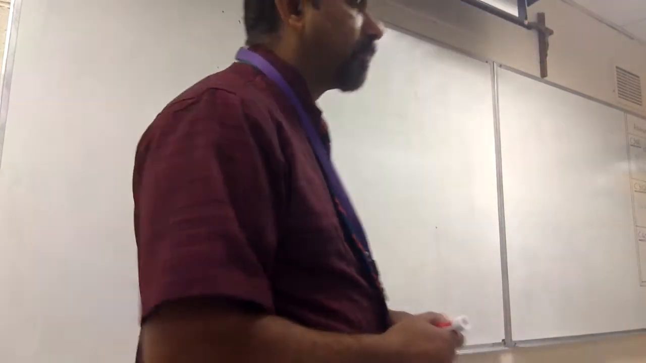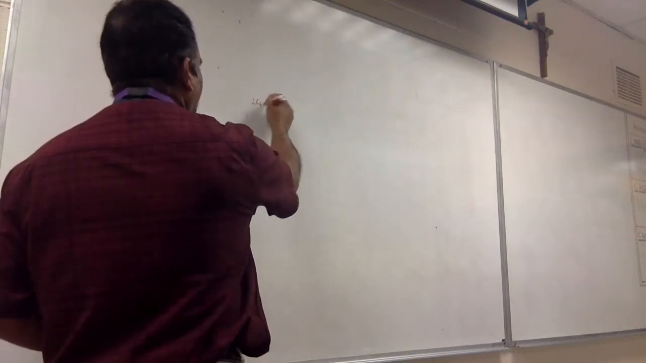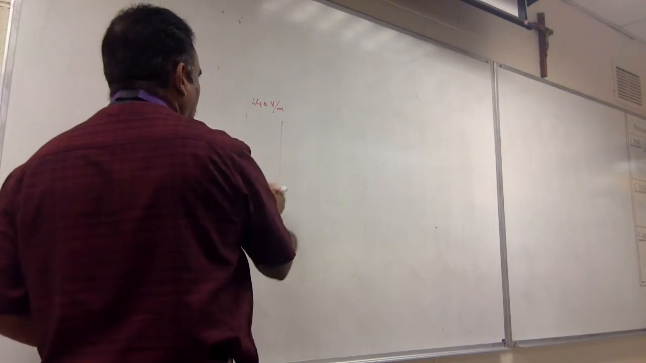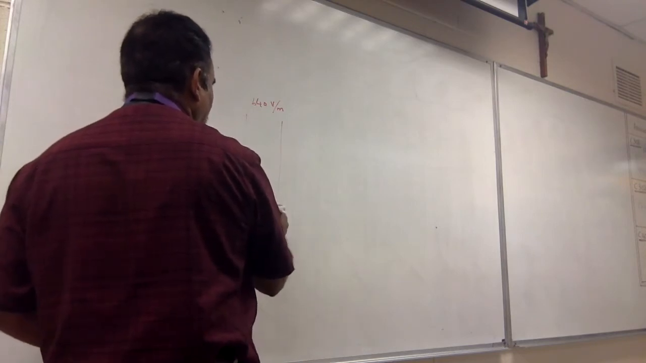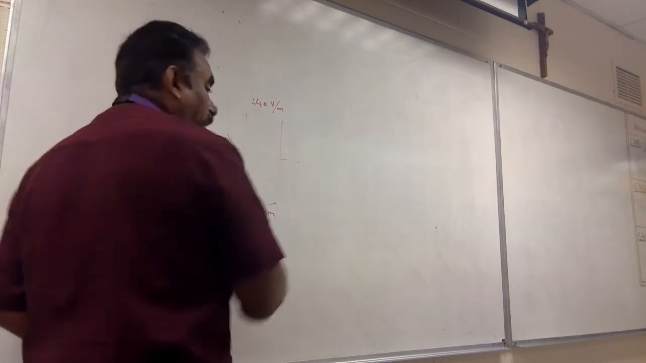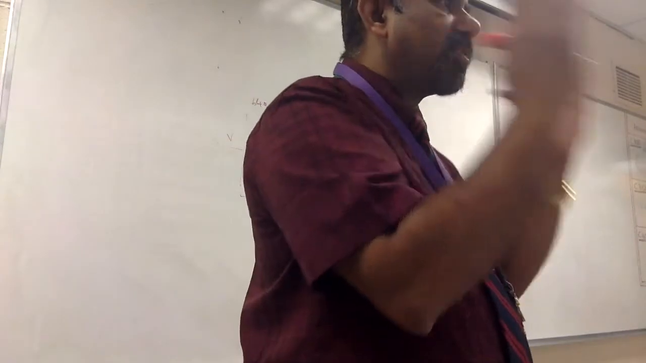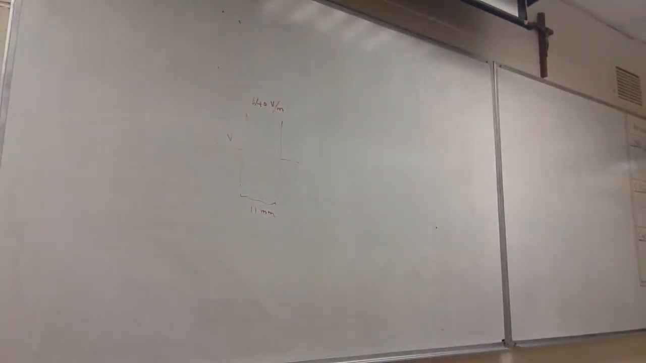What will be the voltage? So you need 640 volt per meter, and the space between is 11 millimeters. The question is asking how many volts should you apply as a potential difference. So when you read that problem and then imagine the situation in terms of a picture like this, you should be able to get the answers much faster.